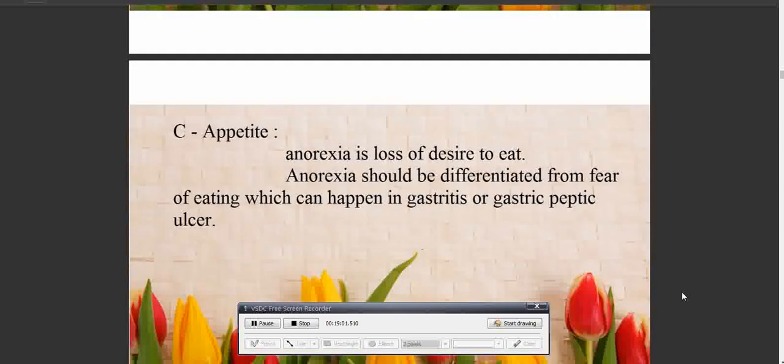Appetite. Anorexia is loss of desire to eat. You indicate it by writing anorexia. Anorexia should be differentiated from fear of eating, which can happen in gastric peptic ulcers, because the patient fears to eat, thinking that after eating I will feel the gastric pain. So with anorexia, you just don't have the appetite to eat.